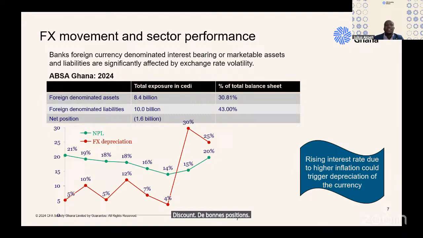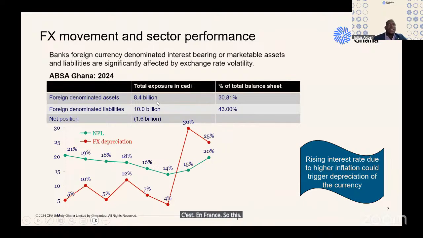Now, I presented something here in the table. What you see here is ABSA Ghana 2024 exposure. This is an extract from ABSA's audited financial statement for 2024. So when you check that, total foreign denominated assets of ABSA stood at 8.4 billion. And this foreign denominated asset is not just loans.